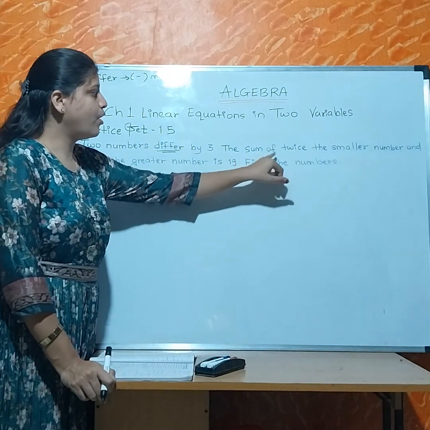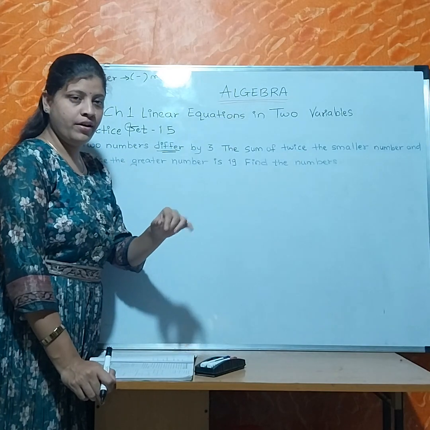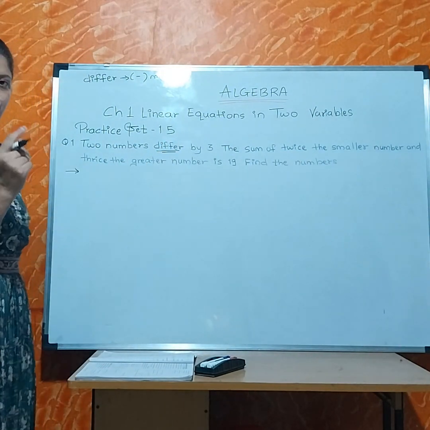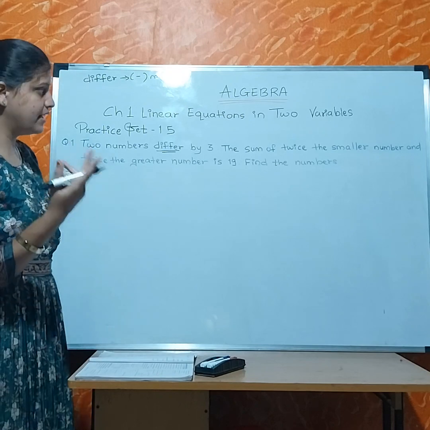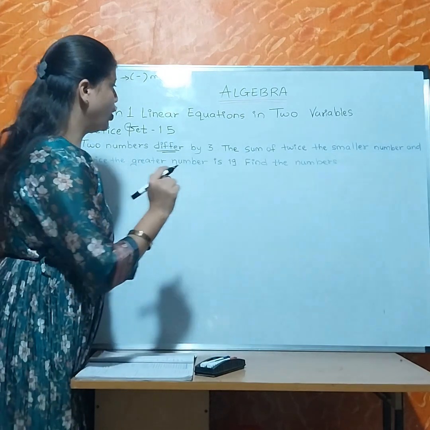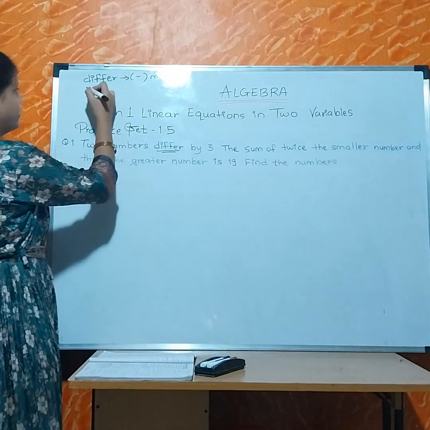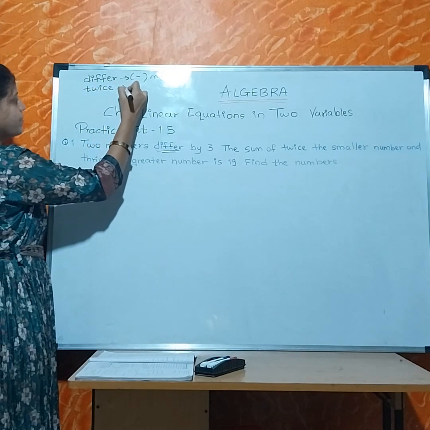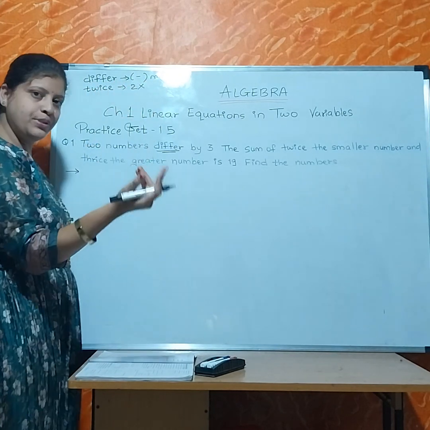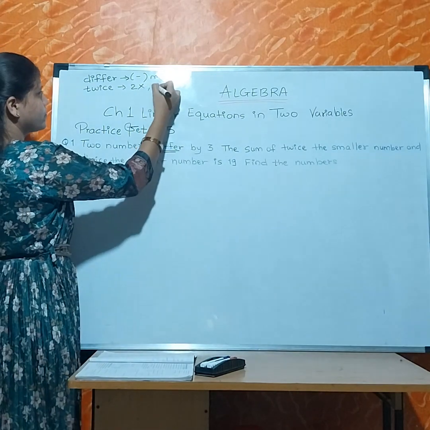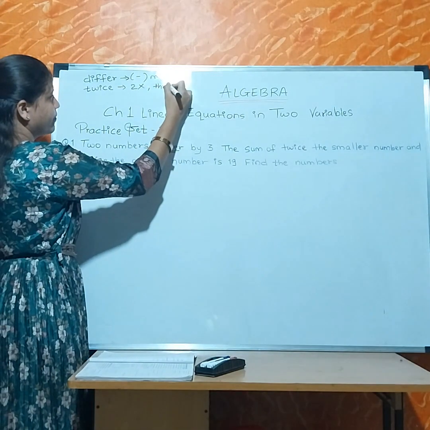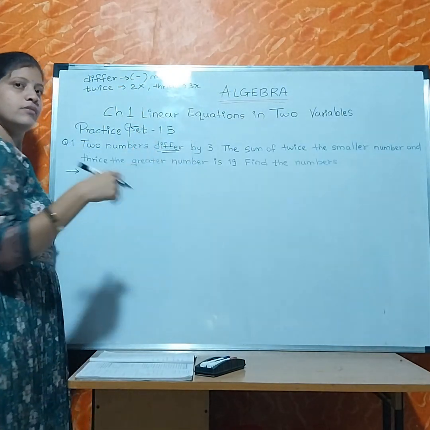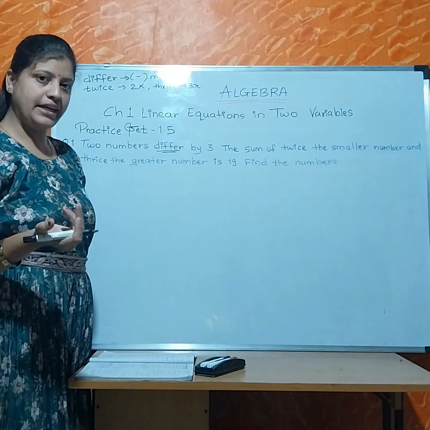Next, the sum of twice the smaller number and thrice the greater number. Now here there are two numbers. One is the smaller number and the other is the greater number. Now what do you mean by twice and thrice? Now see, twice means 2 times, 2x. Thrice means 3x, right? 3x means 3 times.